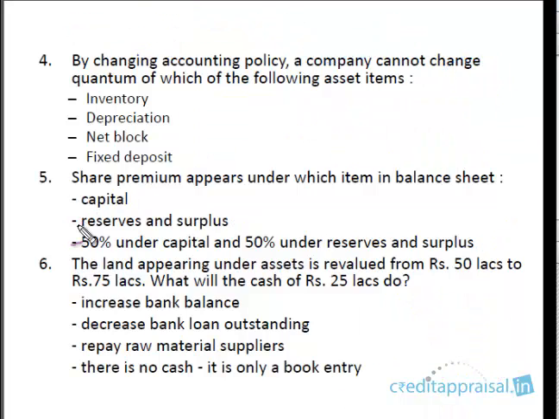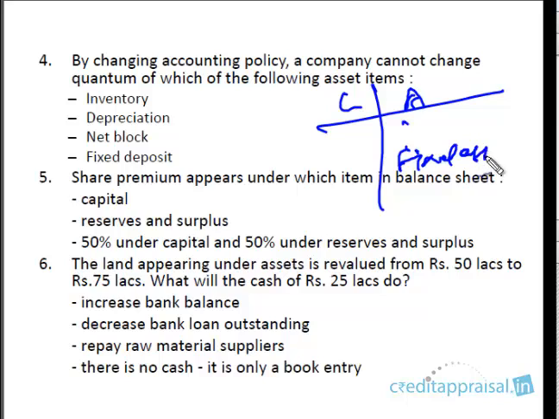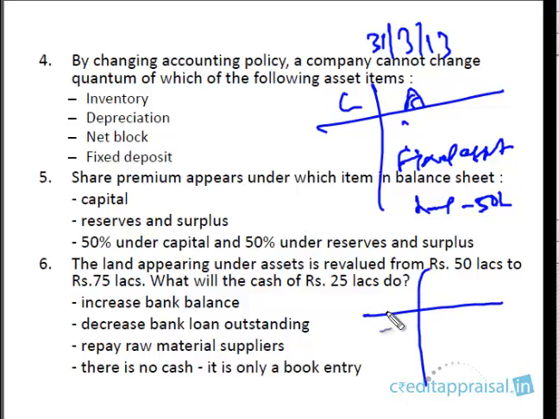Next question. The land appearing under assets is revalued from 50 lakhs to 75 lakhs. So what will the cash of 25 lakhs do? On the liabilities and assets sides, you have various assets. One of the assets is fixed assets. Under fixed assets, we have assets like land, building, machinery. Say in the balance sheet of 31/3/2013, the land is 50 lakhs. Then in the next year's balance sheet, 31/3/2014, the company has revalued the land, right? So here the land is now appearing at 75 lakhs.